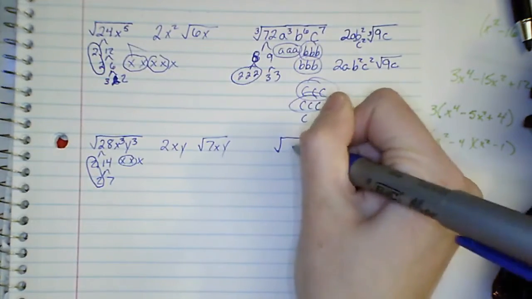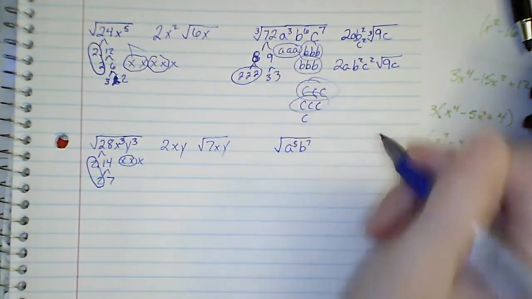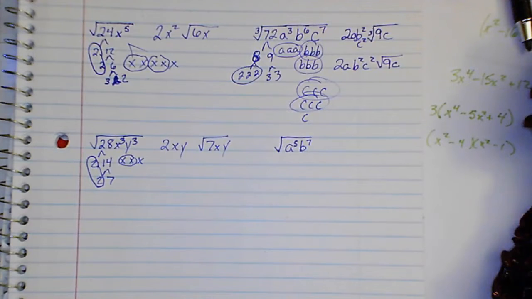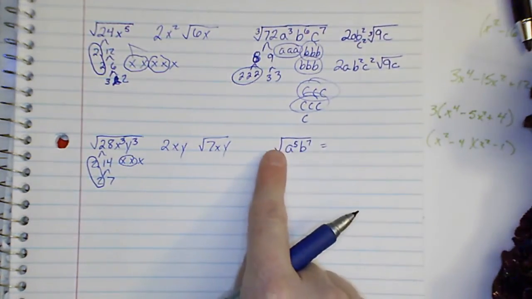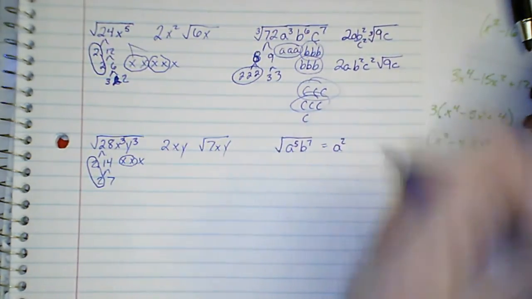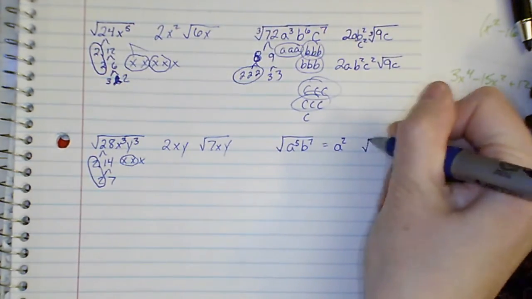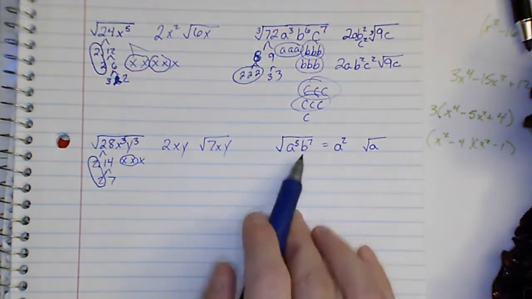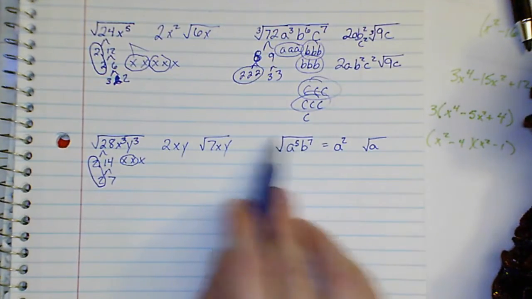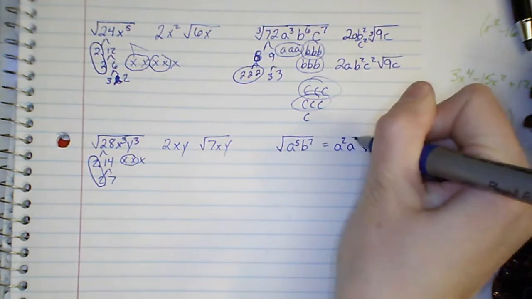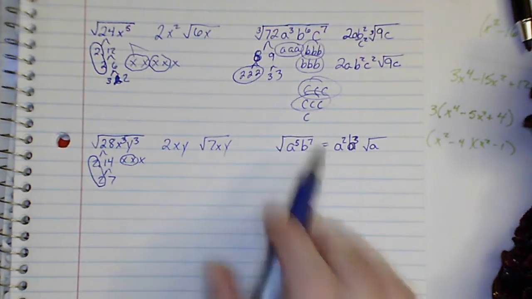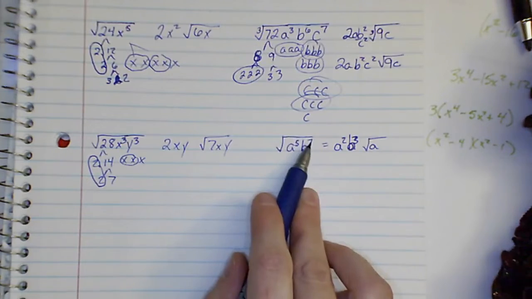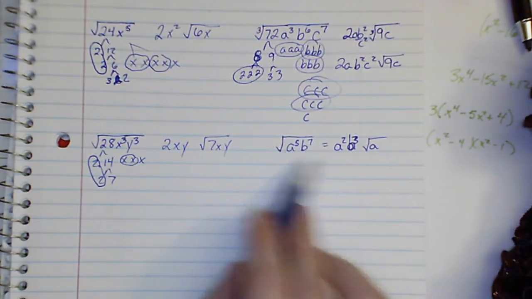Square root a to the 5th, b to the 7th. If you'd like to pause the video and work on it by yourself, do so. The answer, 5 divided by 2, we get 2 whole numbers, and then we have 1 left over, or a remainder of 1. With 7 divided by 2 is 3. We can get 3 wholes out of 7, and then we'll have 1 remaining.